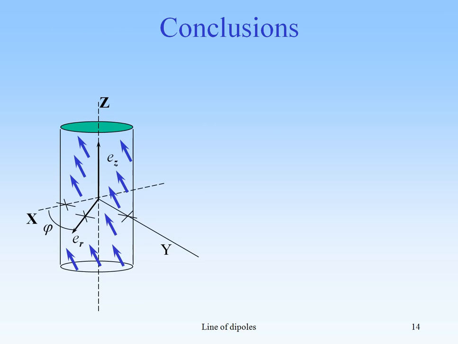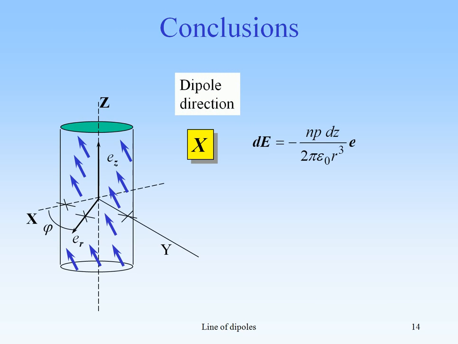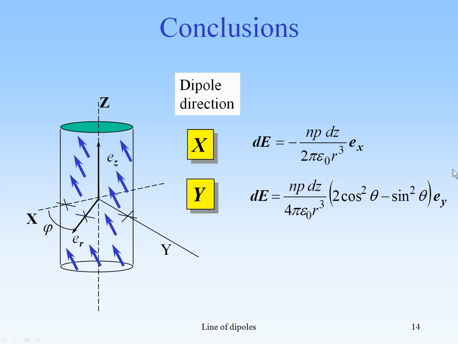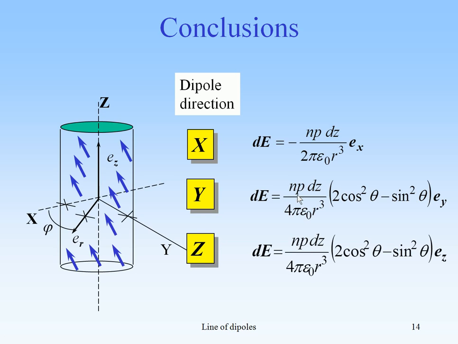Conclusions. When the dipole direction is in the x direction, then we can easily integrate the contributions, and we end up with an expression here, when they are in the y direction, and when they are in the z direction. And theta and r are measured from the dipole to point P.